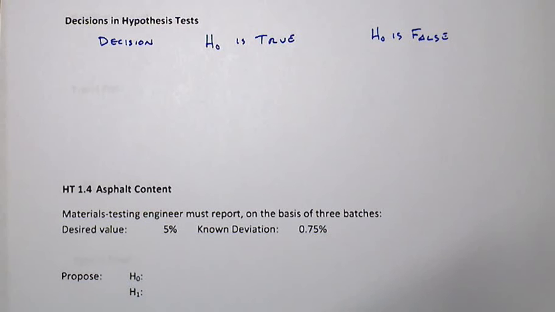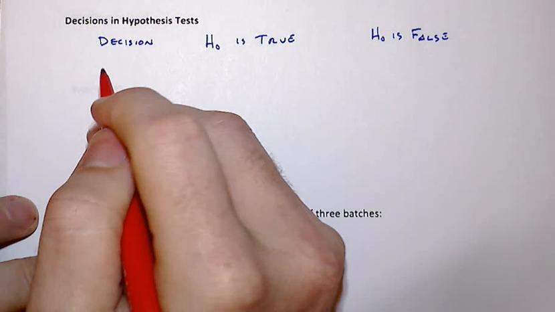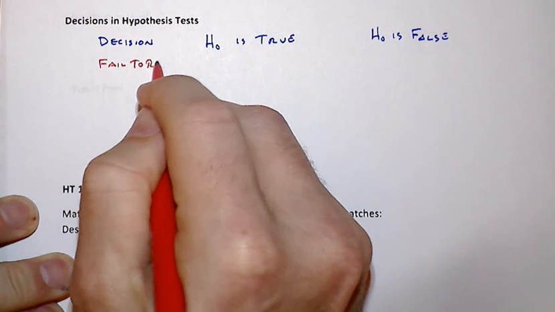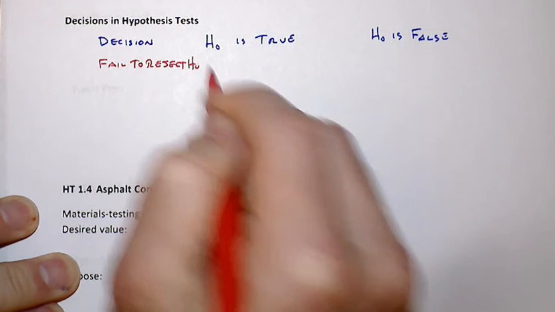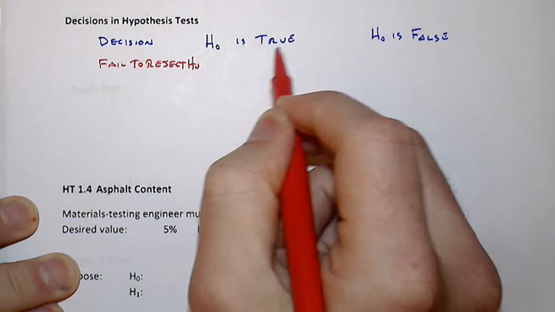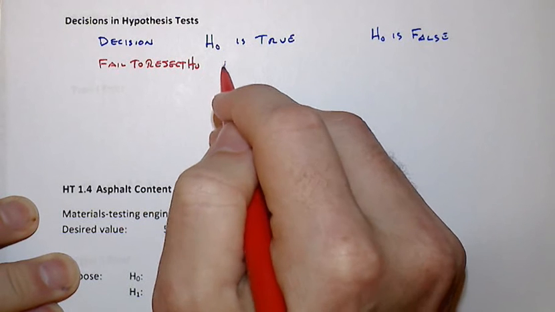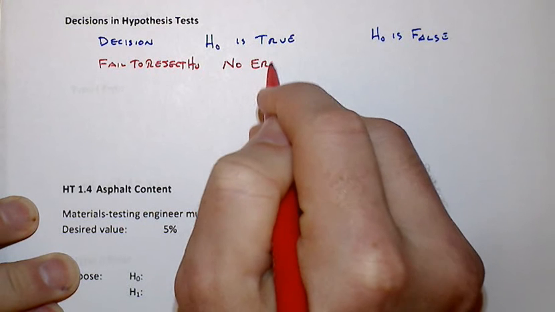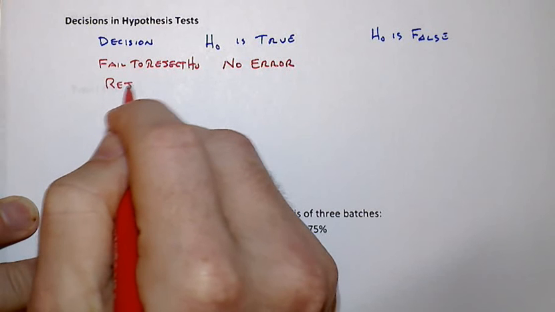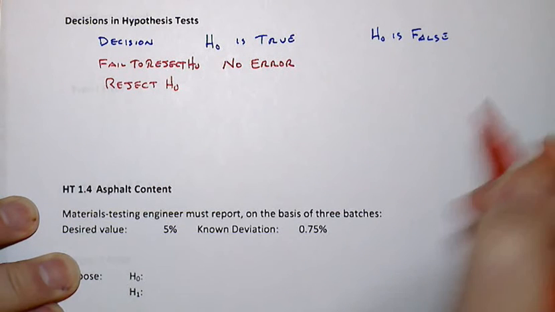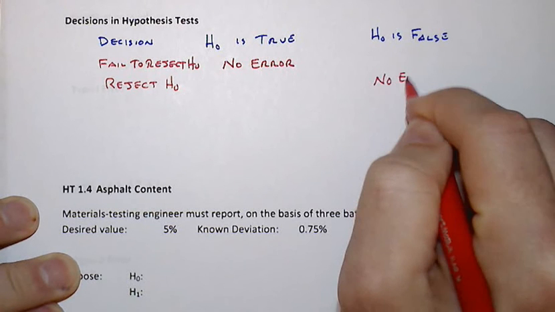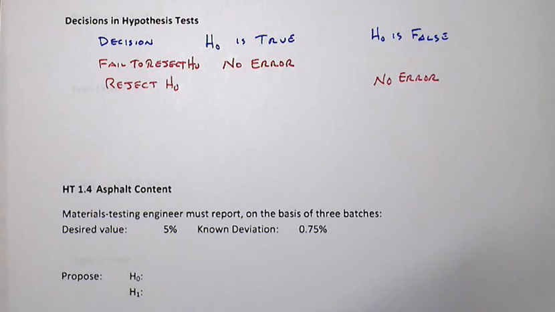One of which is that we could fail to reject H naught. In which case, if we don't reject H naught, and H naught is true, then there's no error. Similarly, if we reject the null hypothesis and the null hypothesis is false, then once again we have no error. Good deal, right?